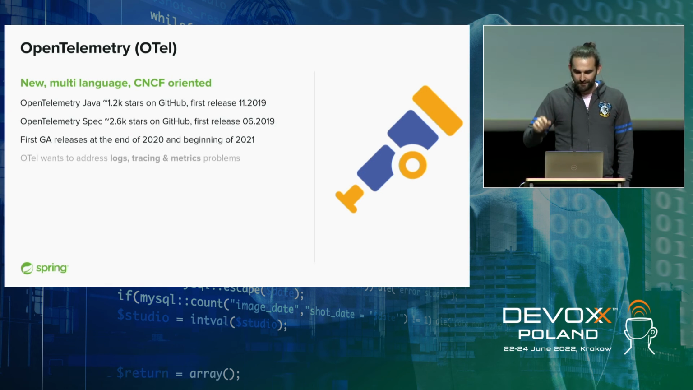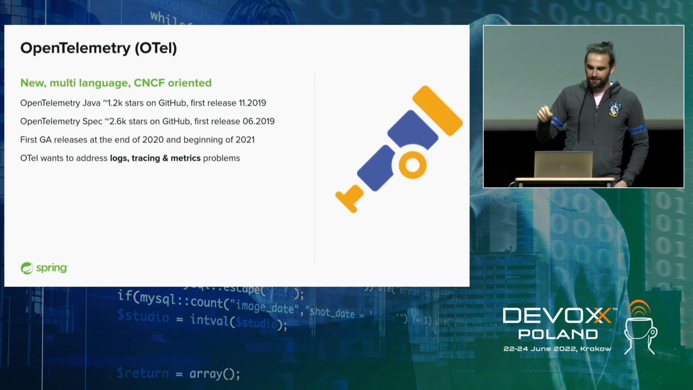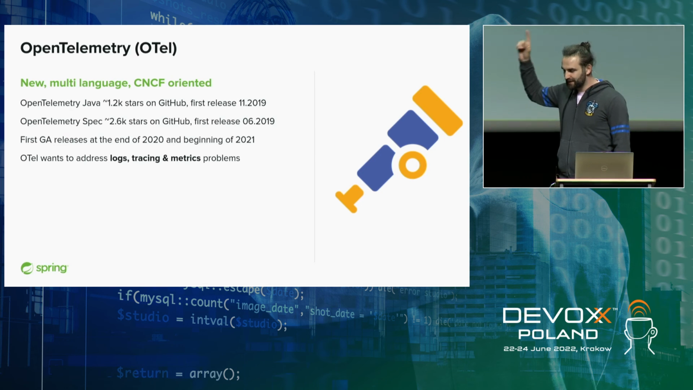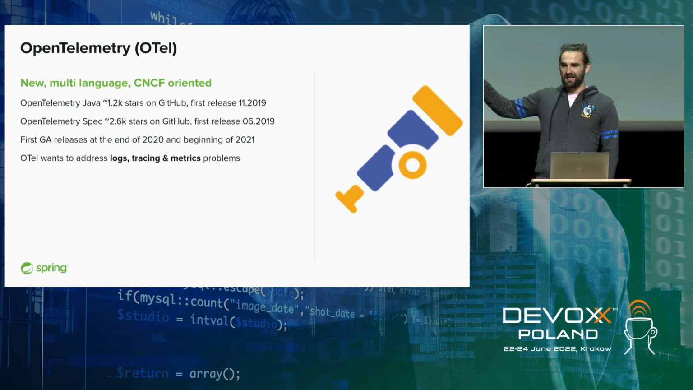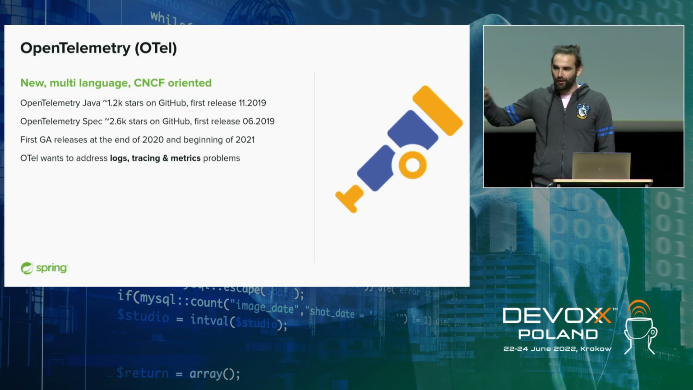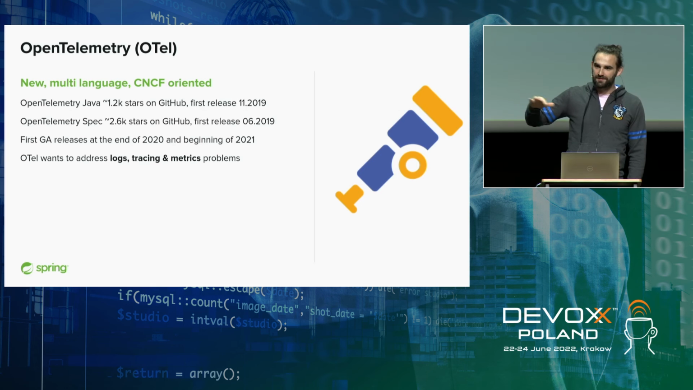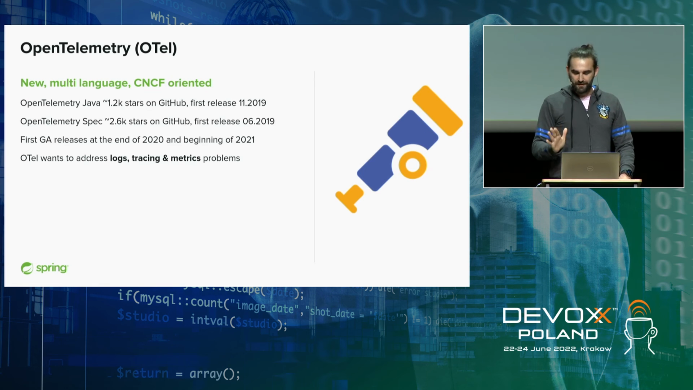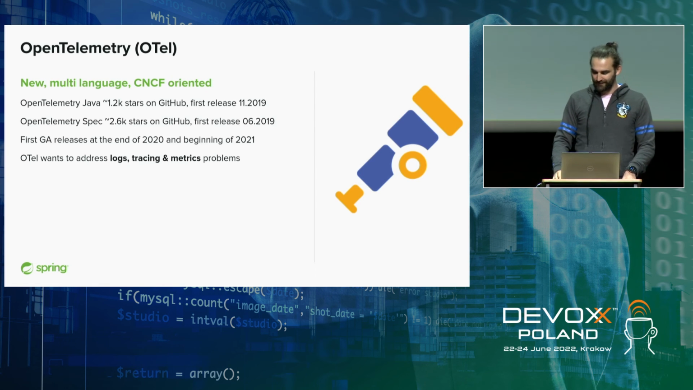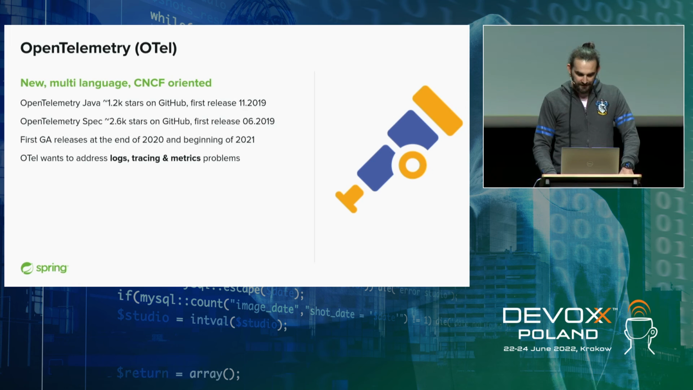And also, OTel addresses logs, tracing, and metrics in general. When we're talking about GA, GA-ish, I guess, we're talking only about tracing. The rest is not GA. I think metrics maybe are recently GA, but it's a very, very fresh thing. So be careful. Read carefully about what you're using.